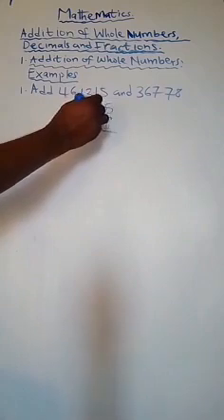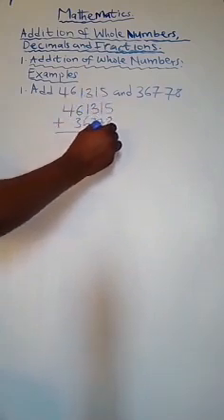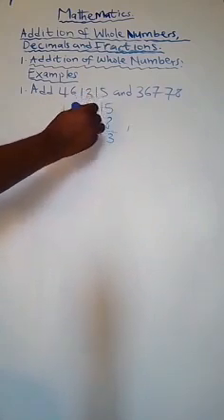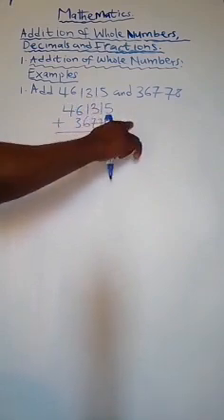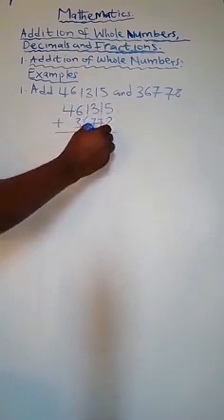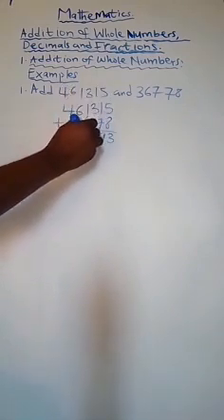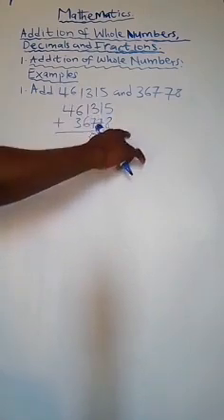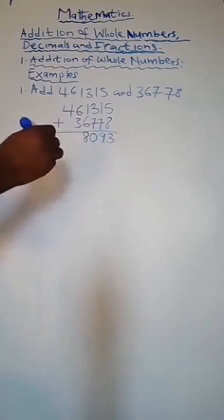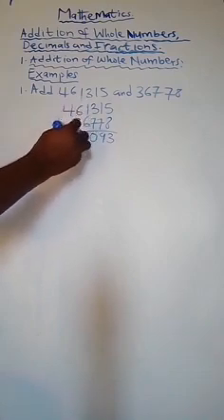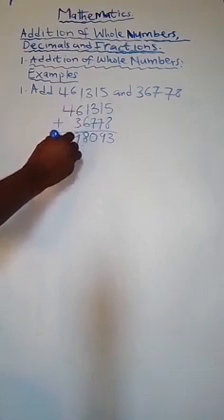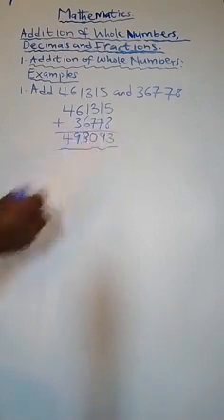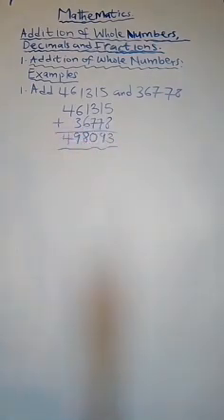5 plus 8 is 13. I'll write 3 and keep 1. 1 plus 7, 8, plus the 1 I'm keeping, it will be 9. 3 plus 7, 10. I'll write 0 and keep 1. 1 plus 6, 7, plus the 1 I'm keeping, 8. 6 plus 3, 9. And this is 4. This is your final answer. So this is a very simple way to add whole numbers together in mathematics.